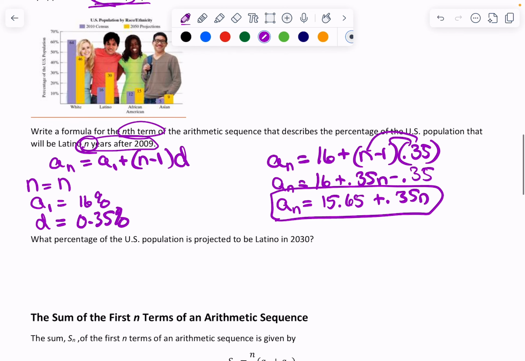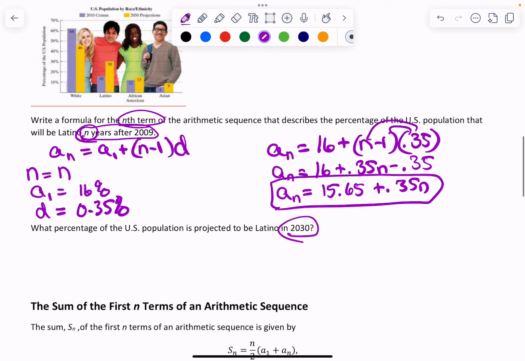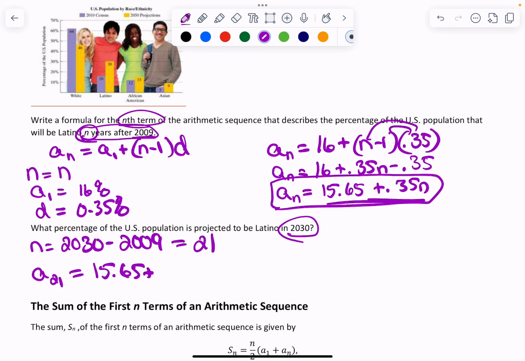Now, next question is, what percentage of the US population is projected to be Latino in 2030? So our n is going to be 2030 minus 2009 because that is in years after. So that would be 21. So we're looking for the 21st term. So 15.65 plus, so we're using this that we just calculated, 0.35 times 21, and that gives us 23.